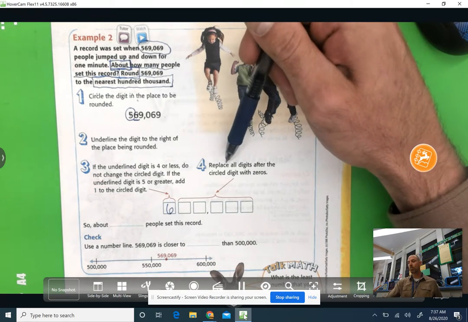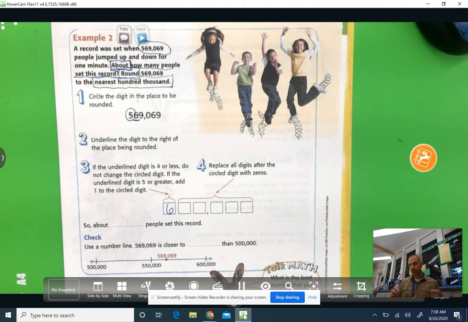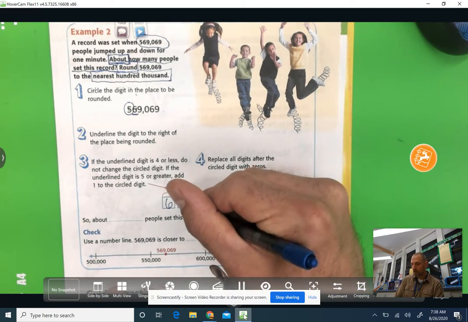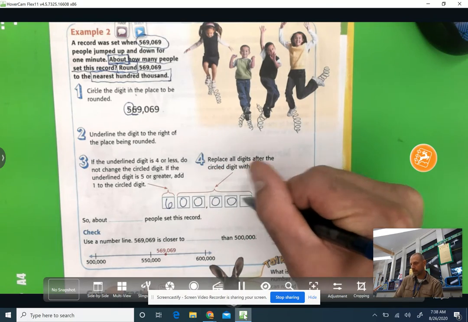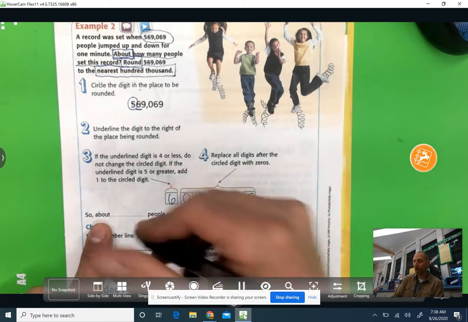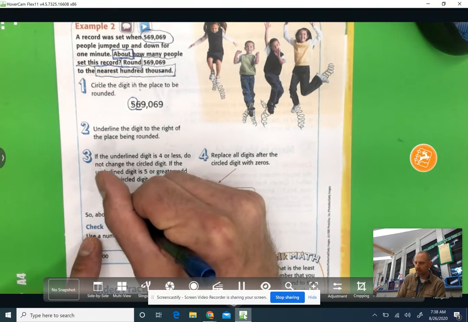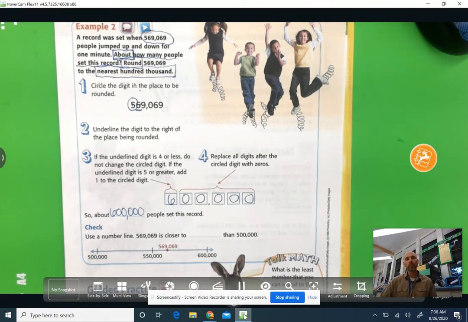Number 4 says replace all digits after the circled digit with zeros. The 10,000s, the 1,000s, the hundreds, the tens, and the ones. So about 600,000 people were jumping up and down for 1 minute, setting a record.